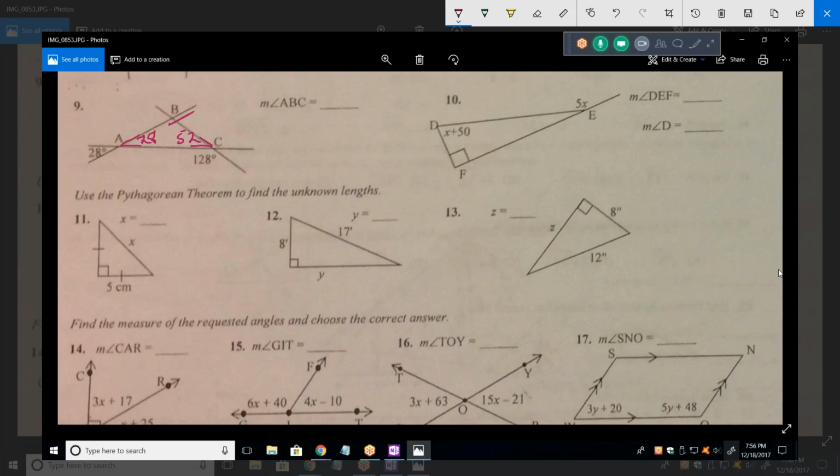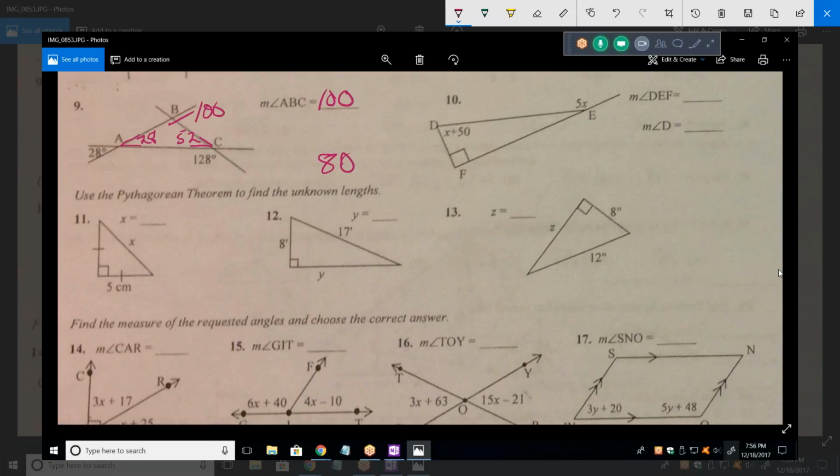Okay, what's the sum of the three angles in a triangle equal to? Okay, so what's the sum of these two? Add 28 and 52. Do that first. That's 80. So what's angle B equal to? Yeah, exactly.